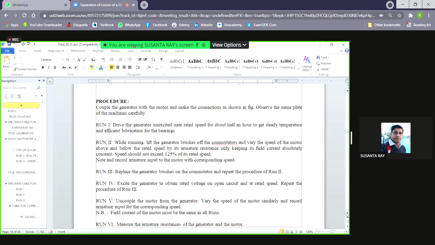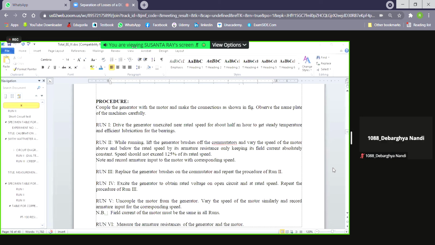Tell me, if we do this, what will happen? Will we get voltage across the generator armature terminals or not? Yes sir, we will get. And the voltage which we get across the generator armature, what is the expression of that? Can anybody tell me? Just a minute, I will ask somebody.